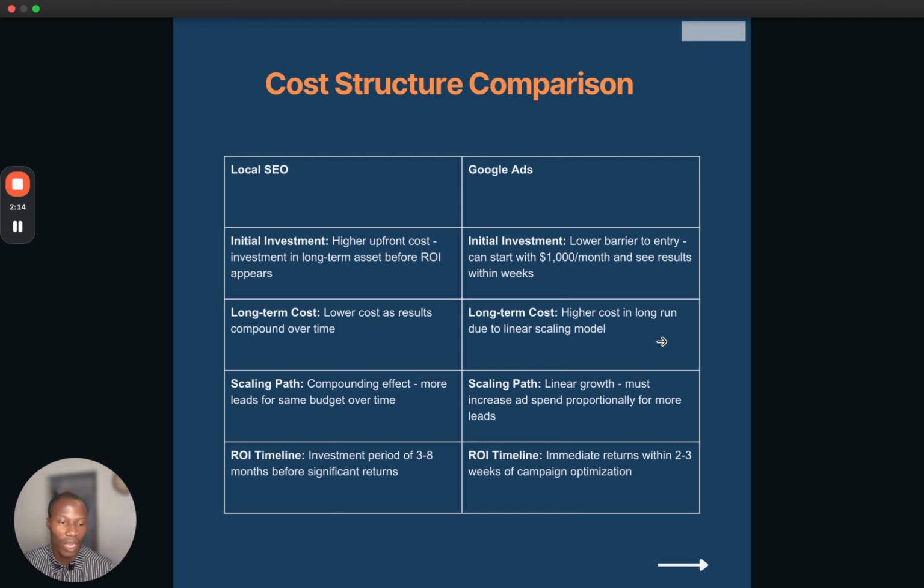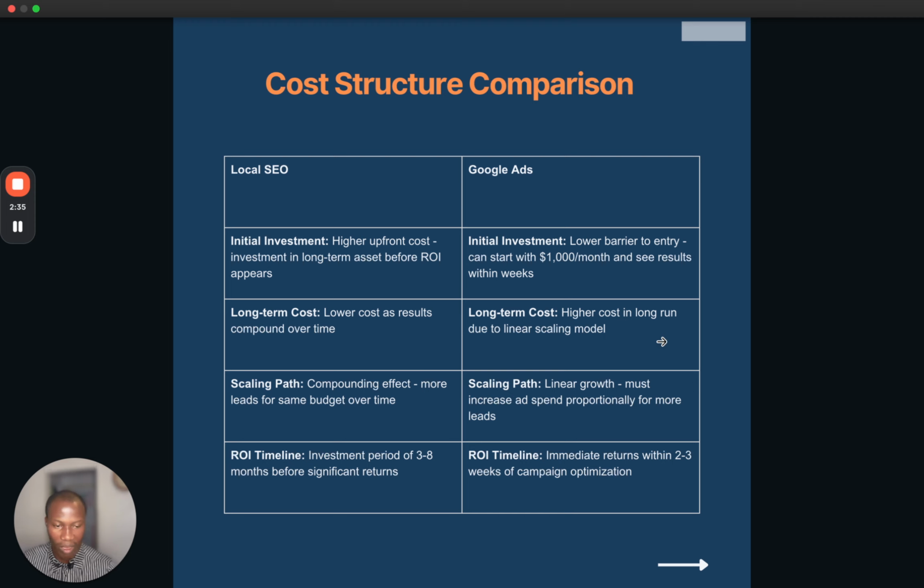So for Google Ads spend, the long-term cost is higher and lasts longer because it's linear. So if you've got to spend $1,000 every month, it's $1,000 every month indefinitely. And if you have more competitors, you start getting fewer leads, and you have to increase your costs in order to get more leads.